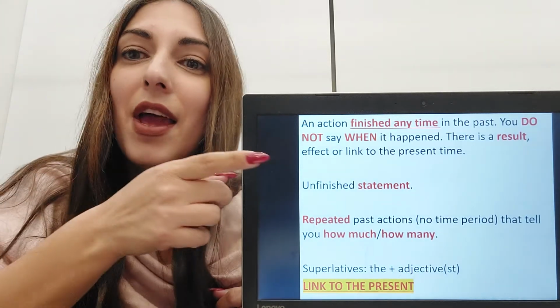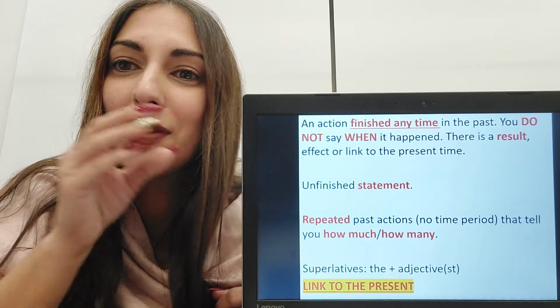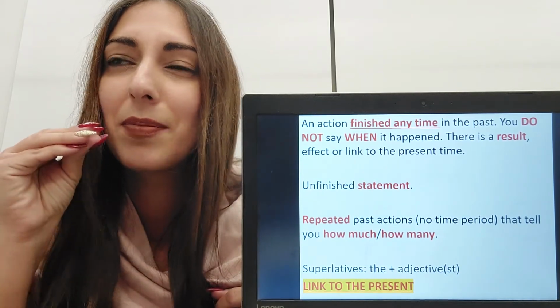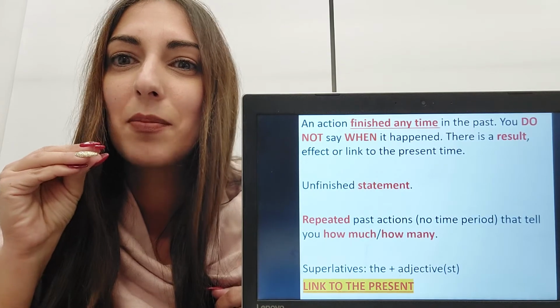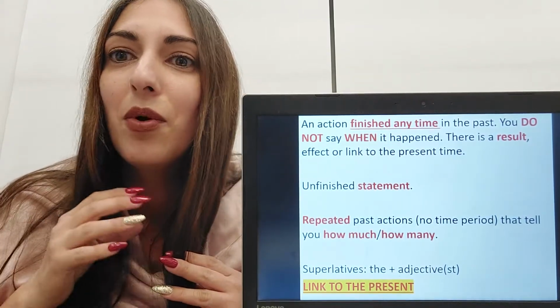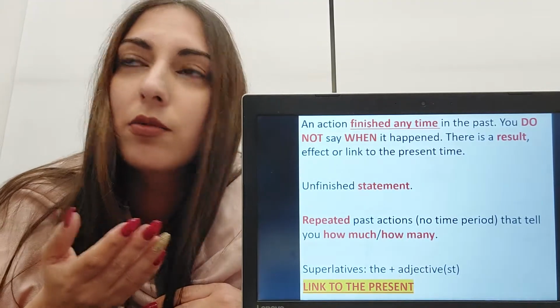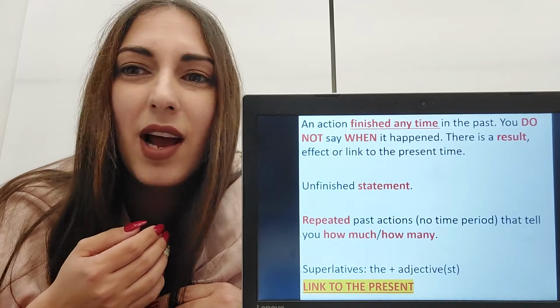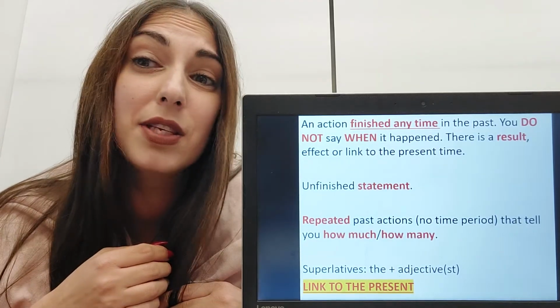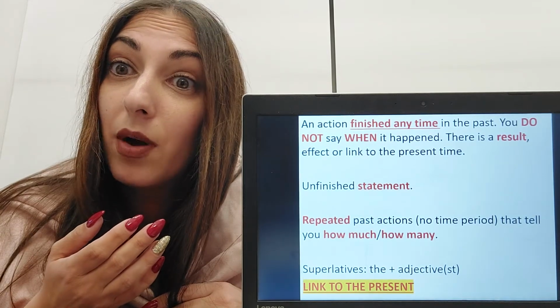And there's a clear link or effect to the present. So there's some kind of link to the present, some kind of effect on the present, some kind of connection with the present. So this past action is really important now. So if you tell me, let's go to the cinema and watch, I don't know, Terminator 3, I say, I have seen this movie before. What's the link to the present? I don't want to go to the cinema with you.